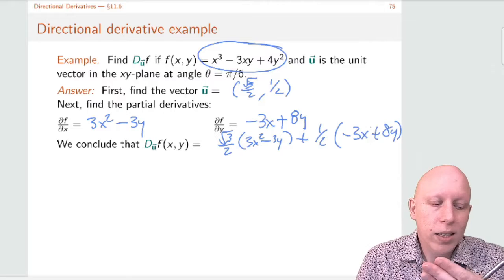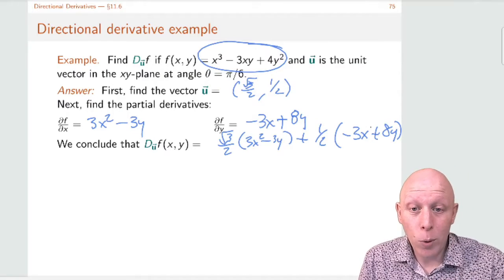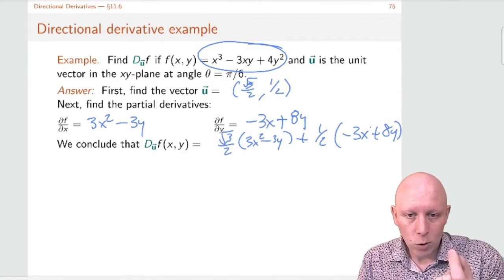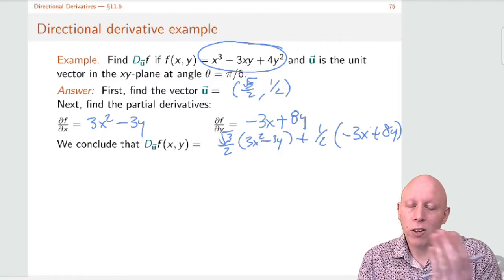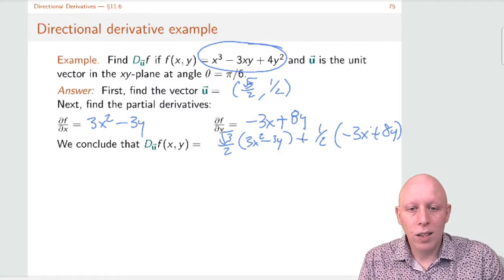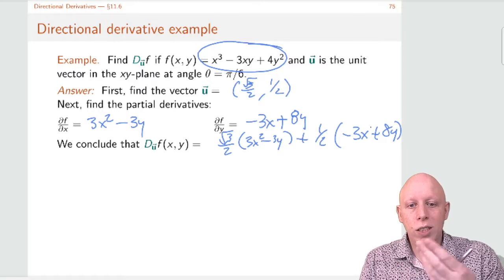And what this is representing is it's saying if you're at any point x, y in the xy plane, then how much does the function change if you walk a little bit in that direction? What's the rate of change of this function?